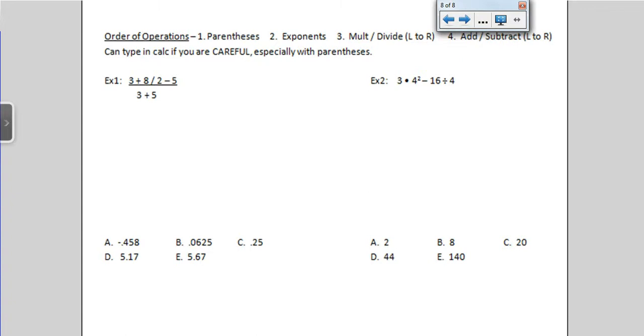And then order of operations. You may have heard something like, please excuse my dear Aunt Sally, or many of you I know learned PEMDAS. And they stand for parentheses, exponents, multiply, divide, add, and subtract. And that's the order of operations. Now the good news is your calculator knows the order of operations. The bad news is sometimes you have to add extra parentheses to make it work.